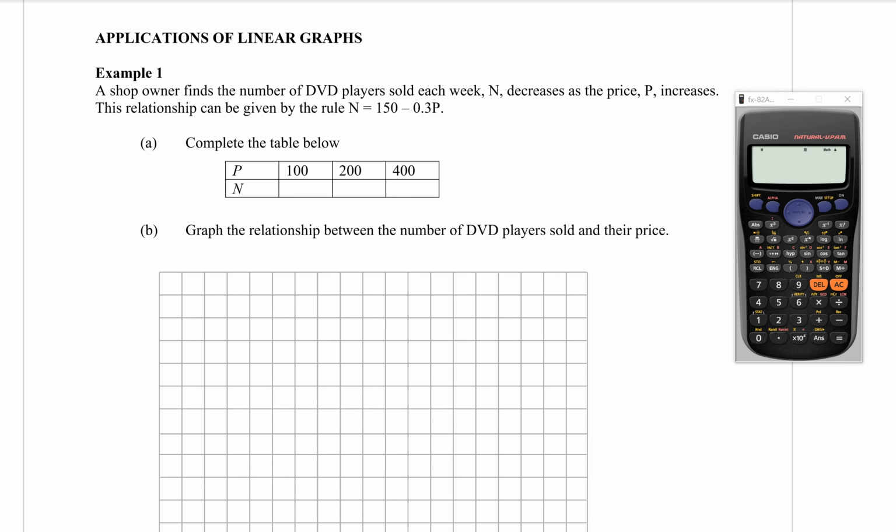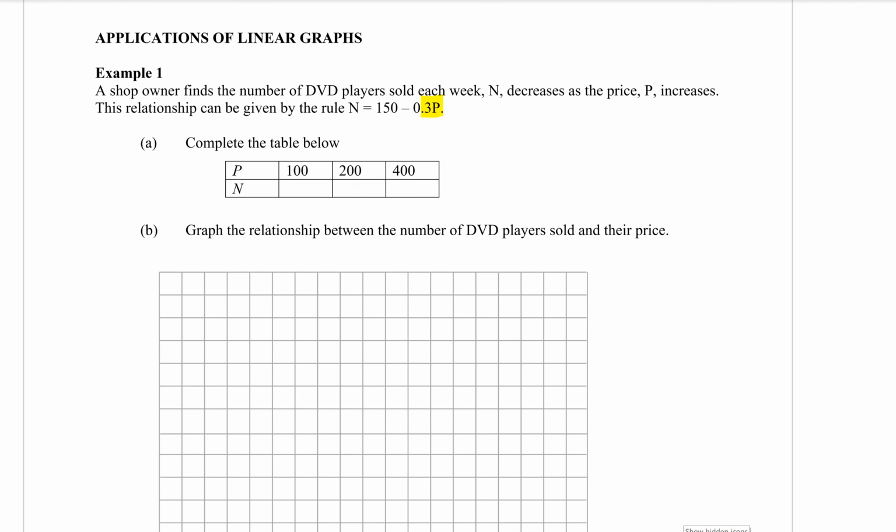The first example says, a shop owner finds the number of DVD players sold each week, which we're going to call N for the number of DVD players, decreases as the price, P, increases. That kind of makes sense. You don't sell as many if the price gets more, okay? So this relationship can be given by the rule. So they're giving us a rule. N is the number of DVD players sold and P is the price, and it's 150 minus 0.3P.